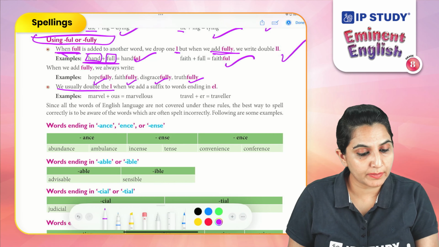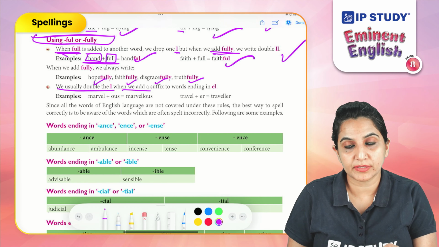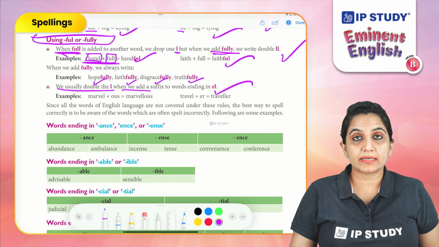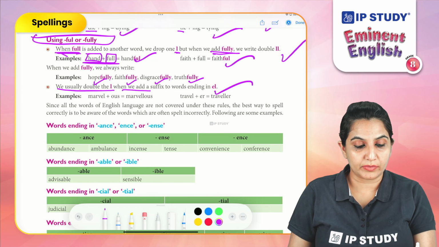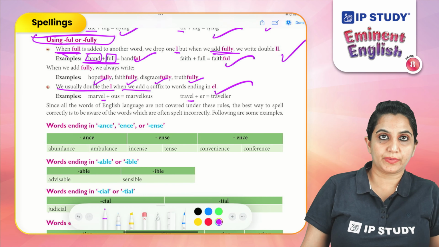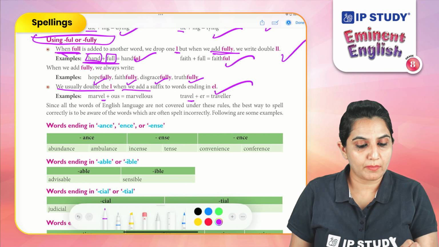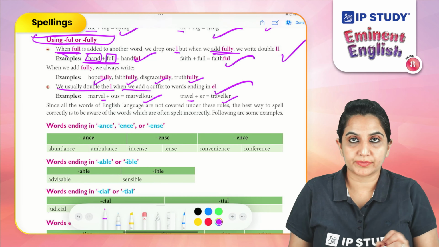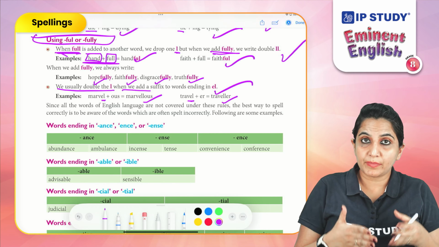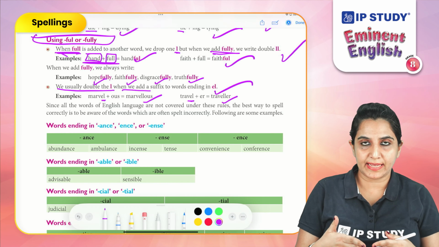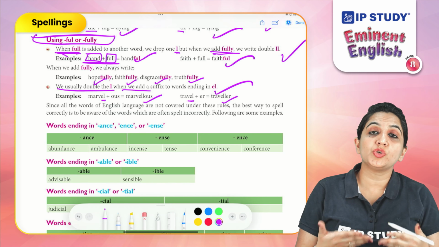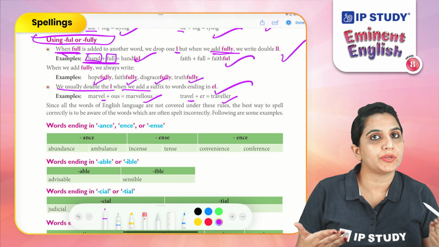We usually double the L when we add a suffix to the words ending in EL, right? Like travel, marvel. So the words ending with EL, when we add any suffix to it, we double the L: marvelous, traveler, right? So these are some common rules which you can memorize, which you can understand, and you can practice them as you speak and use them in your writing.